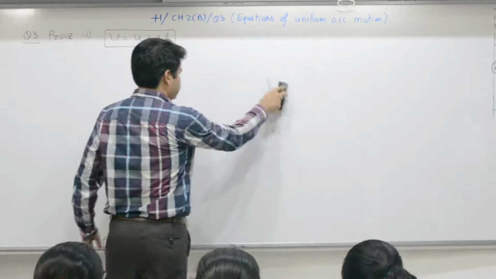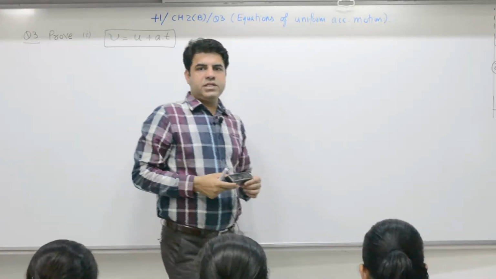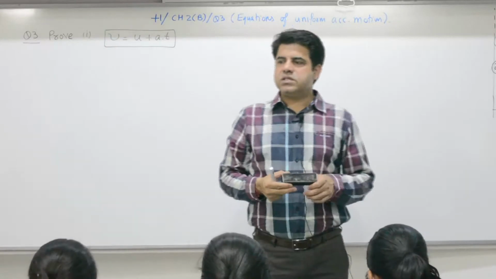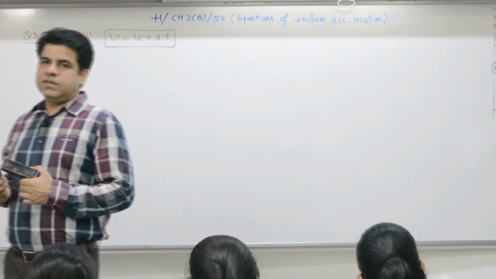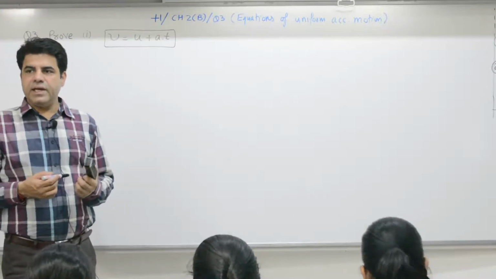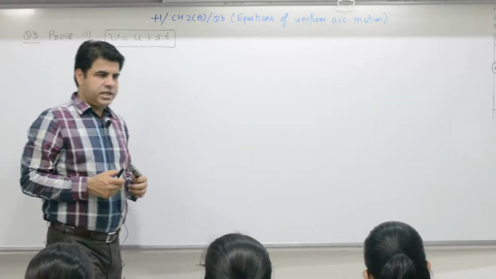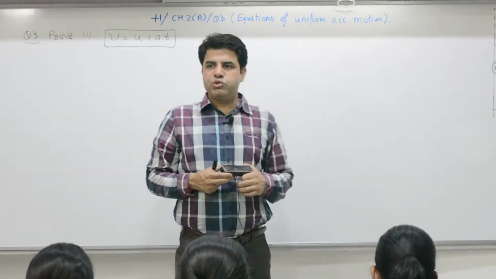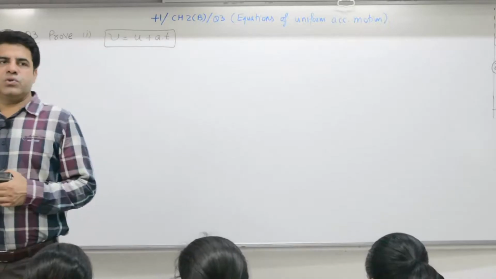Equations of uniformly accelerated motion. Yes, v is equal to u plus at. In all these equations, acceleration remains a constant. That is why these are termed as uniformly accelerated motion equations. One is v is equal to u plus at. Next is s is equal to ut plus half at square. Then you have v square minus u square is equal to 2as.